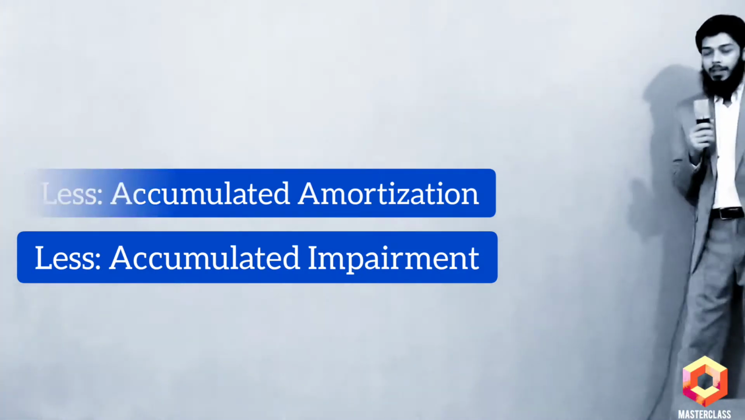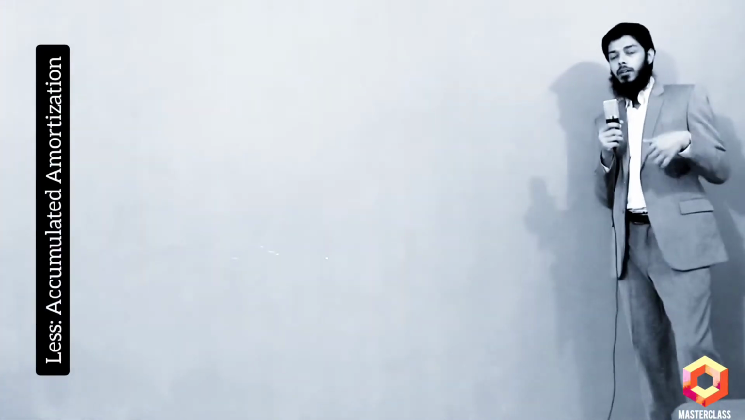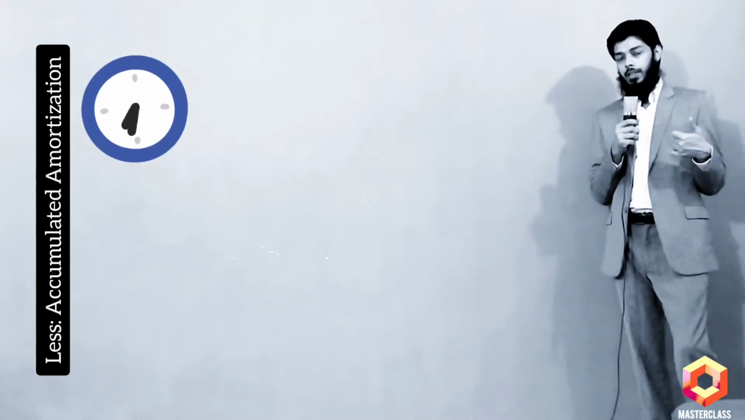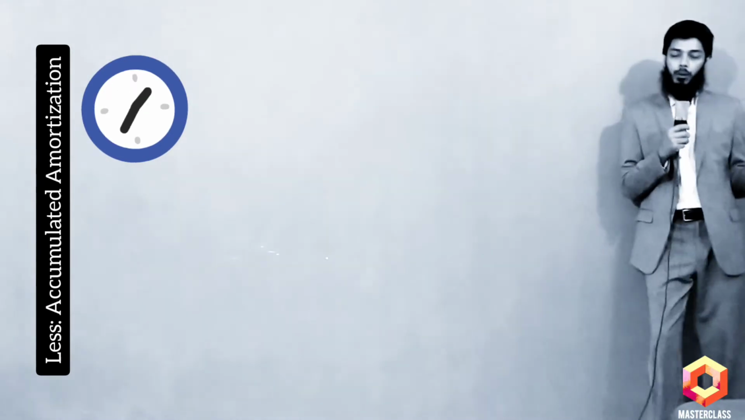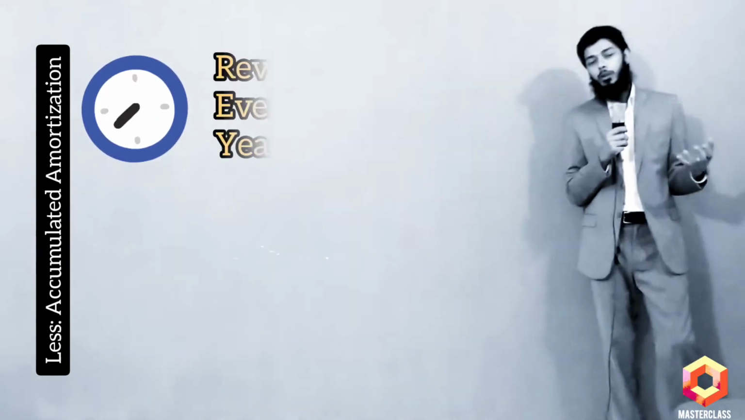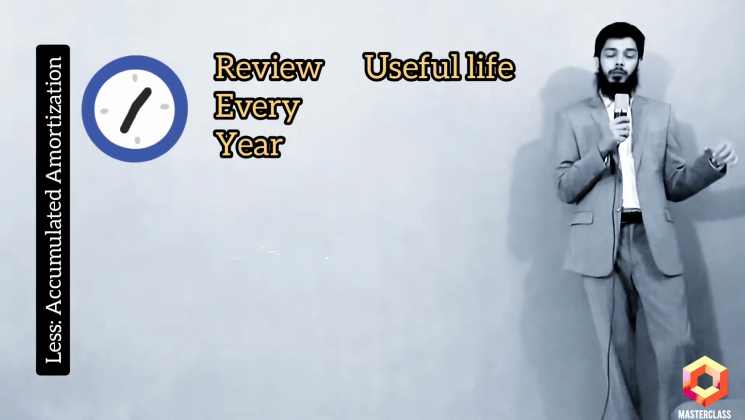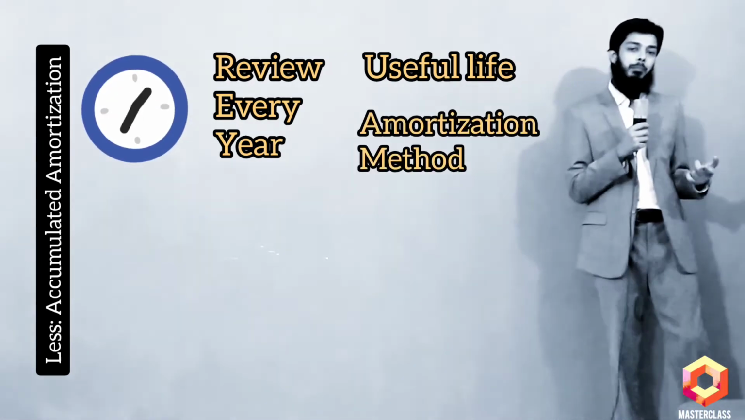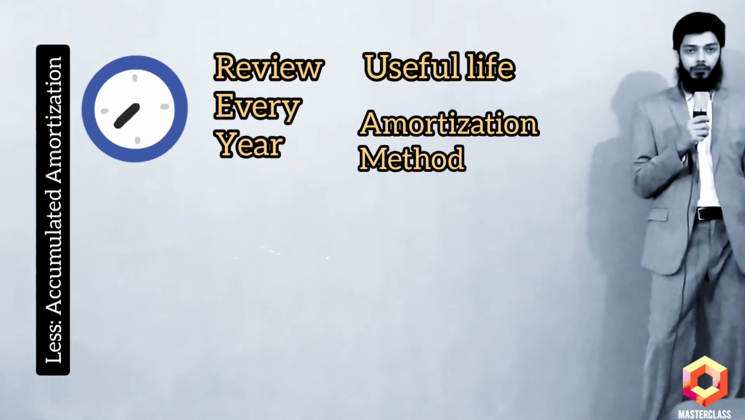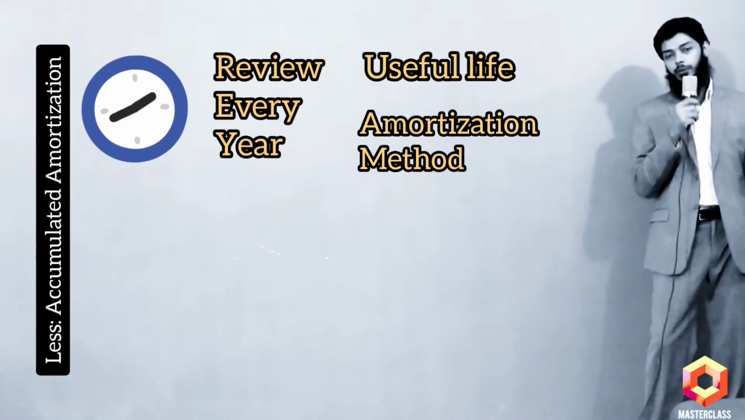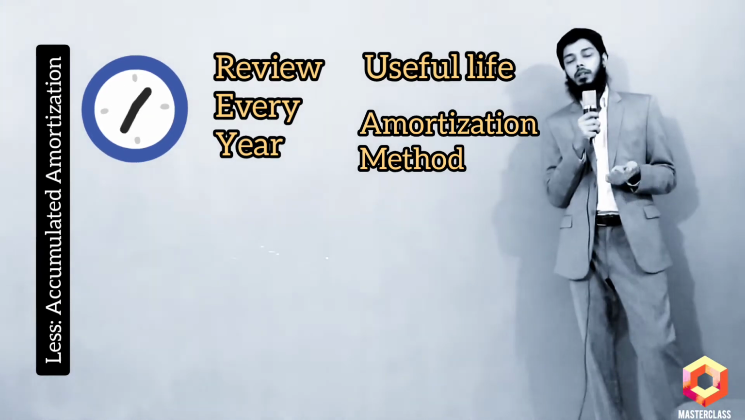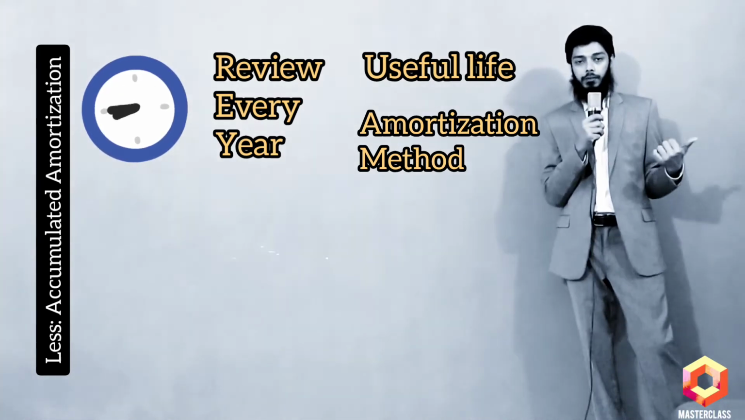The first difference is that we are slightly less sure about the useful life of an intangible asset. And therefore, this standard says we have to review the useful life of the intangible asset every year. And because of that, we also have to review the amortization method every year. So there's the first difference. We have to review the amortization method every year, and we have to review the amortization period every year.